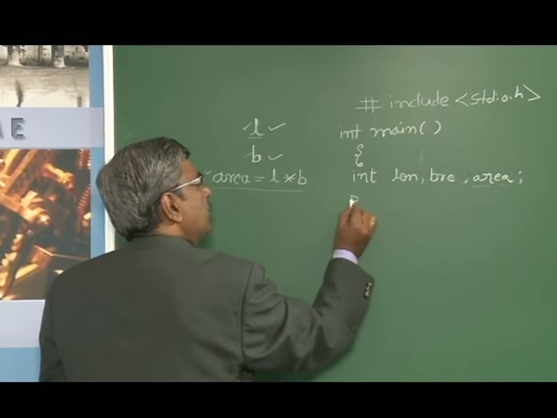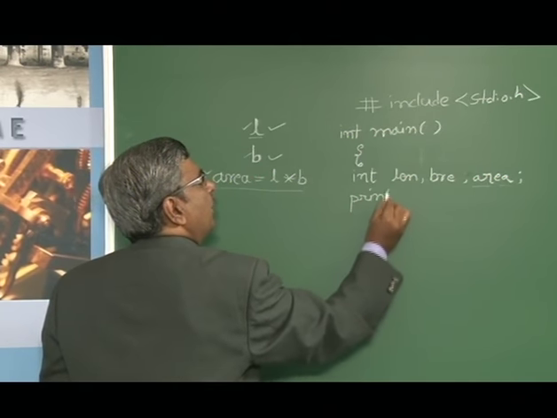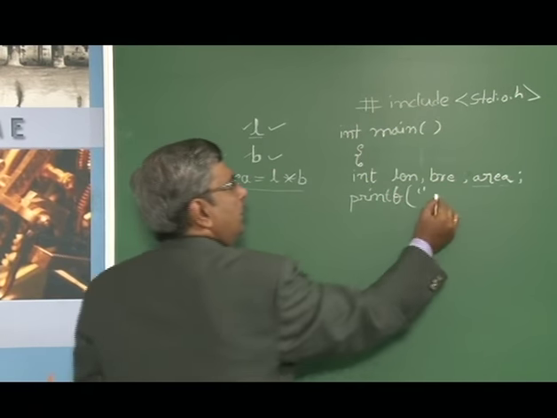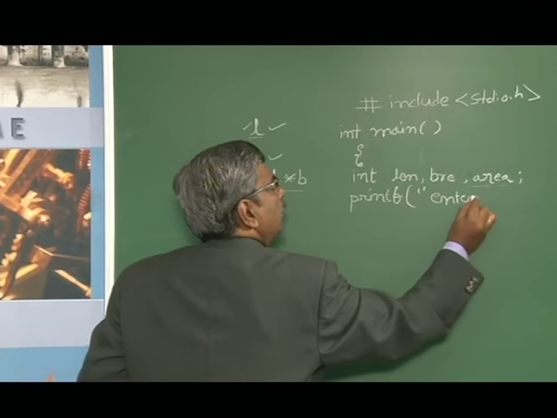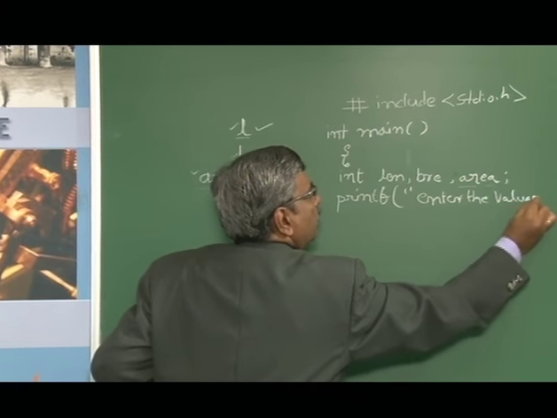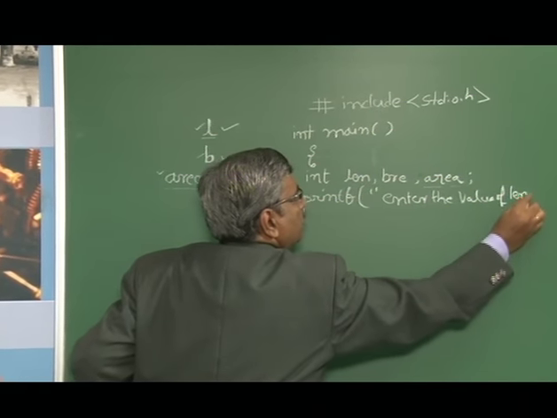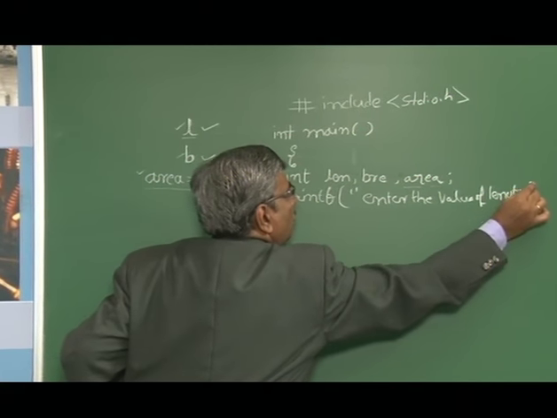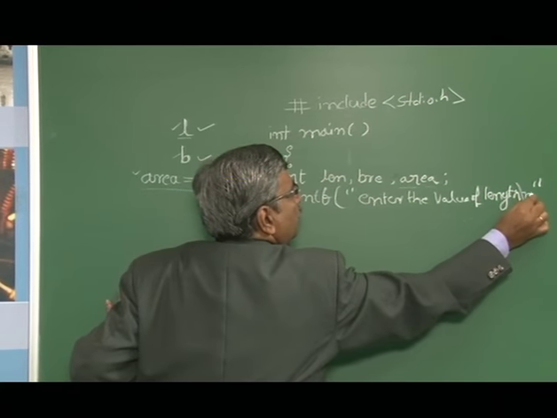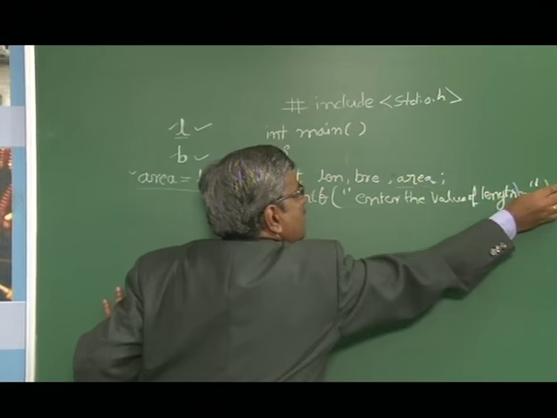Next, first let us ask the user to enter the value of length using a printf statement in double quotes: "Enter the value of length". If you use \n, the control goes to the new line. End it with a semicolon.